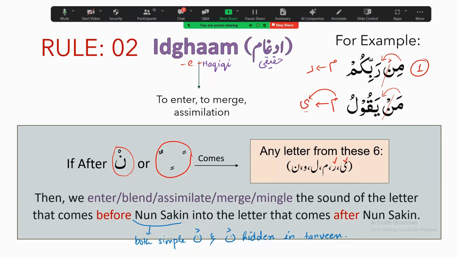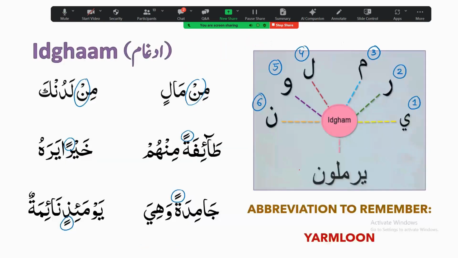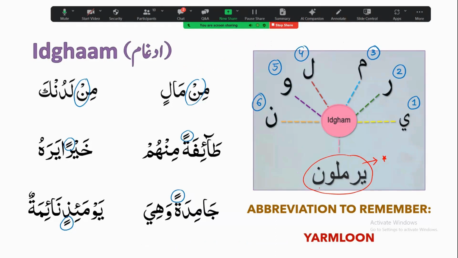For this rule, you will have to again remember these six alphabets, which are ya, ra, mim, lam, wa, nun. Inshallah, I'll tell you the abbreviation in the next slide, how you can memorize these six letters, okay? Here you see these six letters written, right? 1, 2, 3, 4, 5, 6 Yarmaloon letters. We have just joined all of these together and made this word Yarmaloon to remember these letters. Ya, Ra, Mim, Lam, Waw, Noon makes it Yarmaloon, and you can just remember this word, or abbreviation, to remember all of these six alphabets.